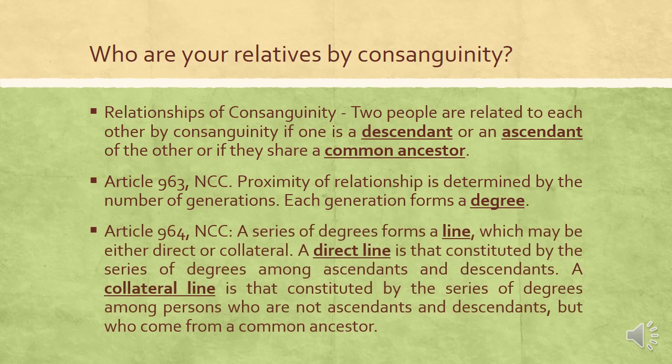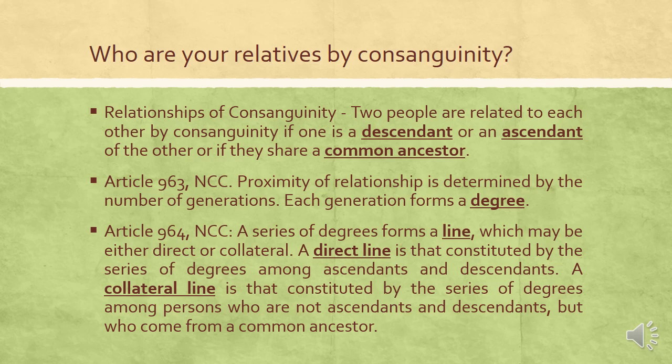On the other hand, in Article 964 of the new Civil Code, it states, and I quote, a series of degrees forms a line, which may be either direct or collateral. A direct line is that constituted by the series of degrees among ascendants and descendants. So for example, X has a son named Y, Y has a daughter named Z. So they belong to a series of degrees in the direct line among ascendants and descendants.